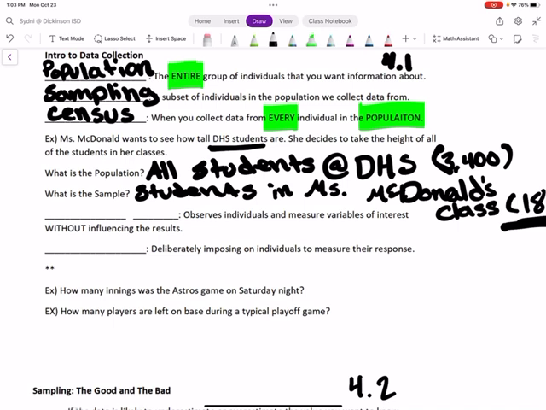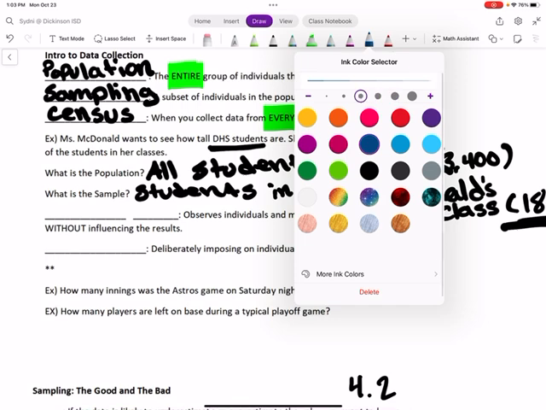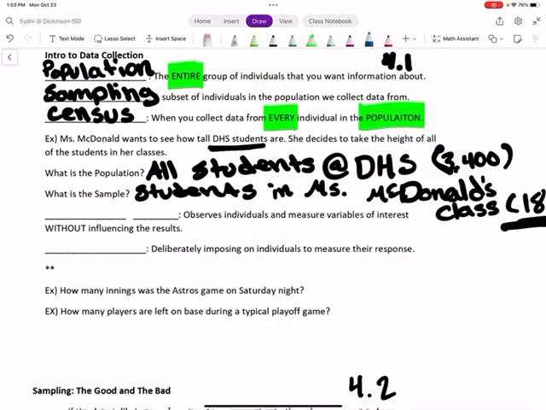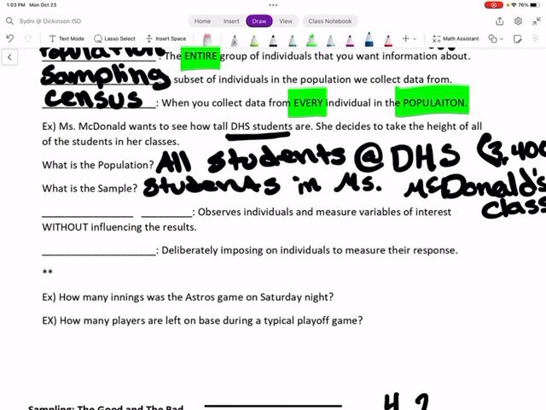Okay, so we're going to kind of switch gears a little bit here, and we're going to talk about the different types of ways that you can collect data. The first way that you can, except for surveys, is to do an observational study. An observational study is exactly what you think. It's whenever you observe individuals and measure the variables of interest without influencing the results.